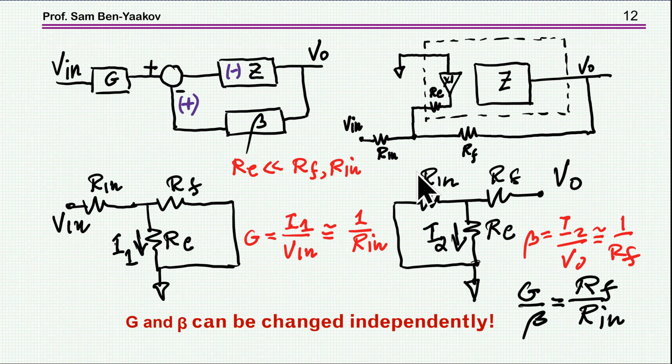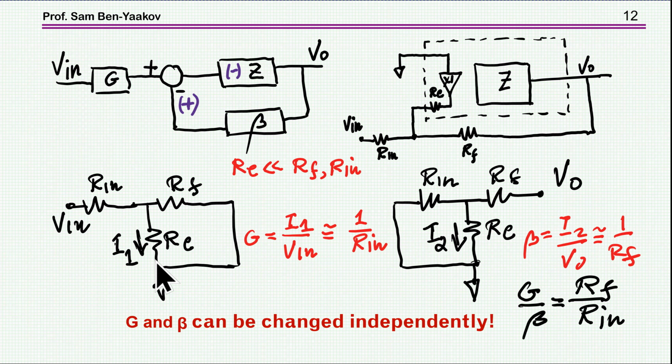Now, another way to look at it, also in an intuitive way, is to say that RE is small. Indeed, RE is usually a small resistance. This is the output resistance of an emitter follower. It is small. So if it is small, and now this RE is in parallel with RF, which is larger than that, and Rin is also larger than RE, then G, which is the current here over the voltage, becomes 1 over Rin. Very simple, okay? Because that's what we are left with.